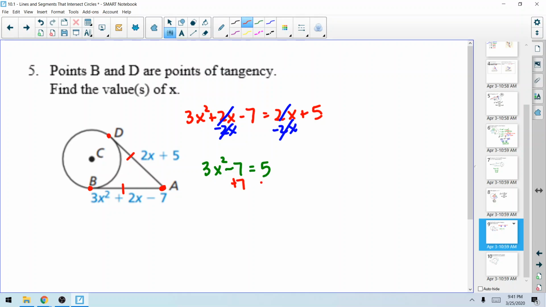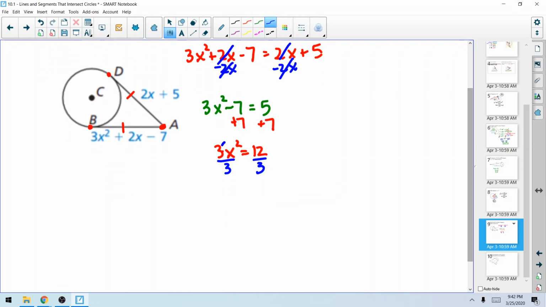So I'm going to add 7. 8, 9, 10, 11, 12. So 3x squared equals 12. Remember, you cannot take a square root until x squared is by itself. So at this point, you have to divide by 3. Please do not skip that step. x squared equals 4. And then we're going to square root that. So x equals 2. And, don't forget, negative 2.